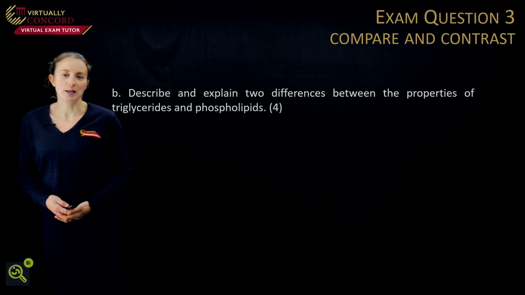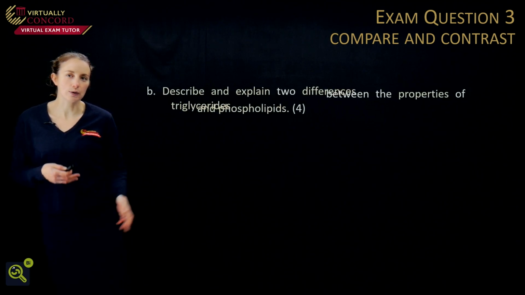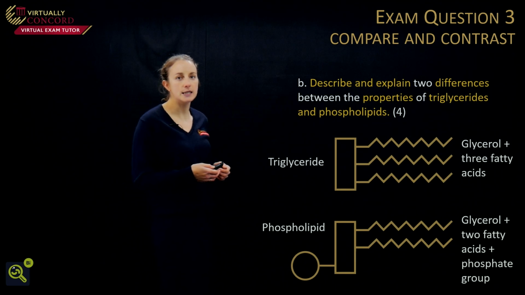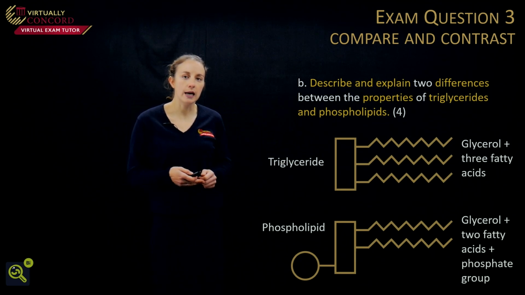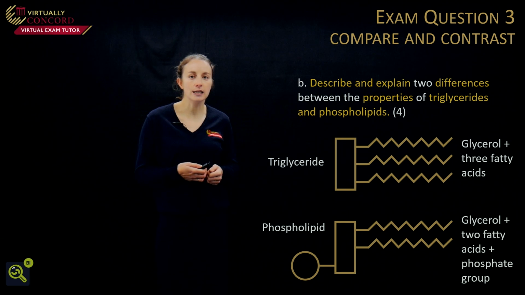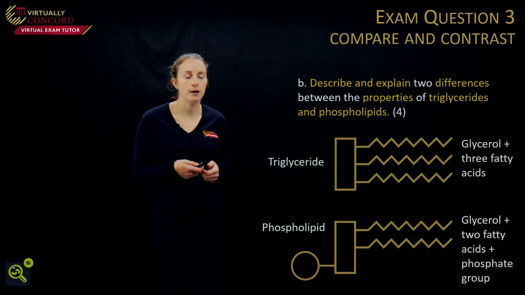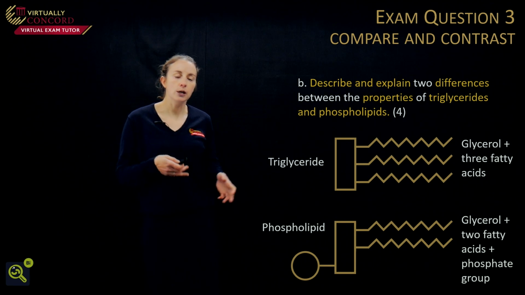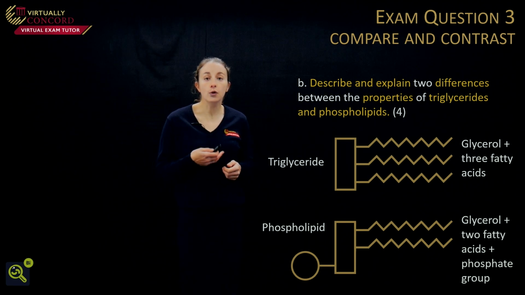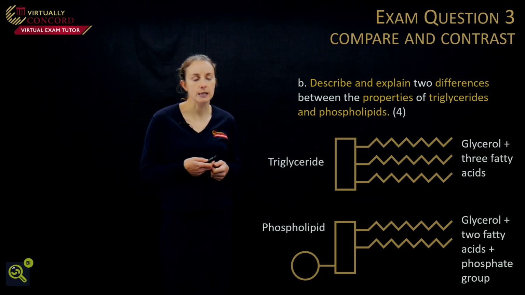So the second part of this question asks you to describe and explain 2 differences between the properties of triglycerides and phospholipids. Now there's quite a lot going on in this question. We need to both describe and explain. We need 2 differences, and we're looking this time at the properties rather than the structures of the molecules. But I have included the structures here because you do need to understand those structures before you can start to describe and explain the properties.